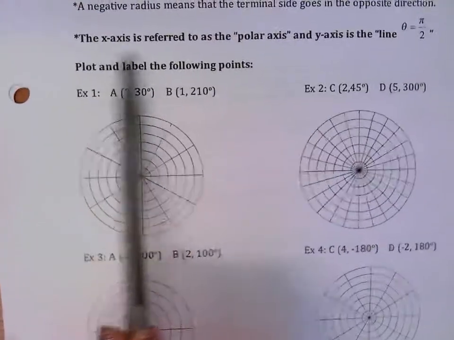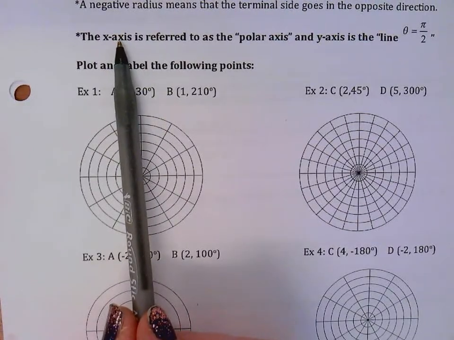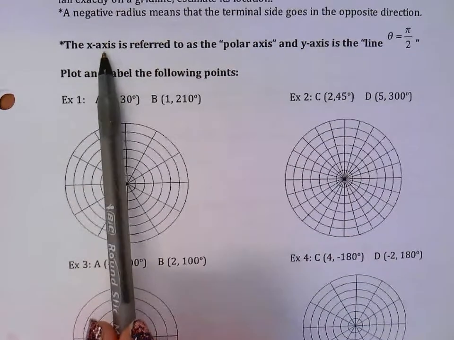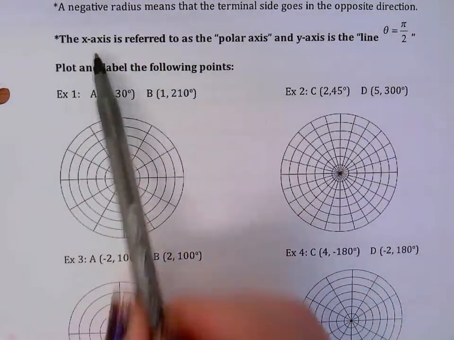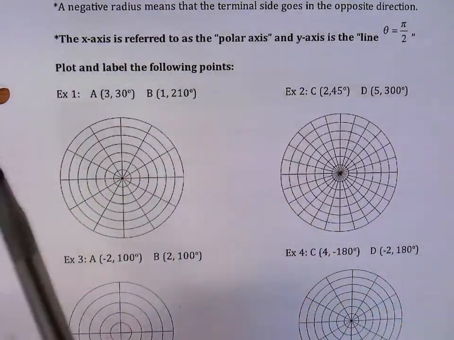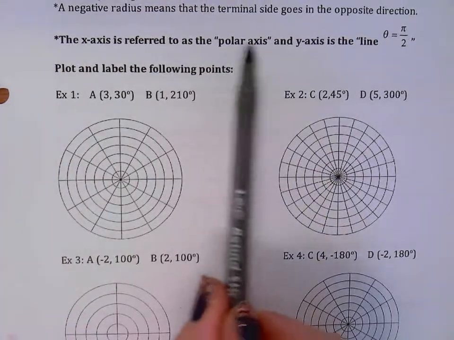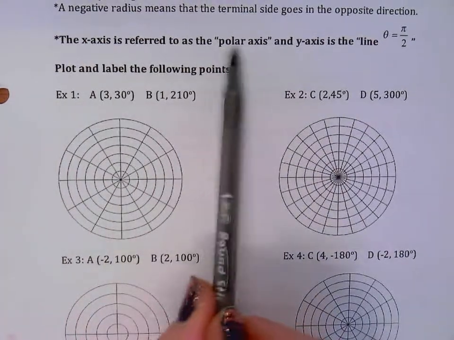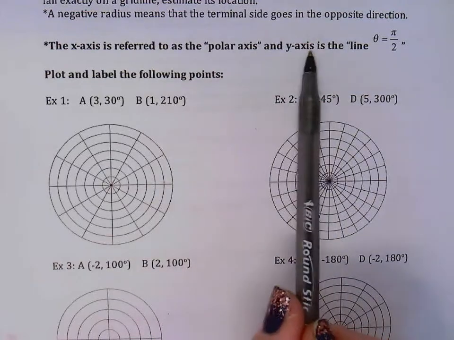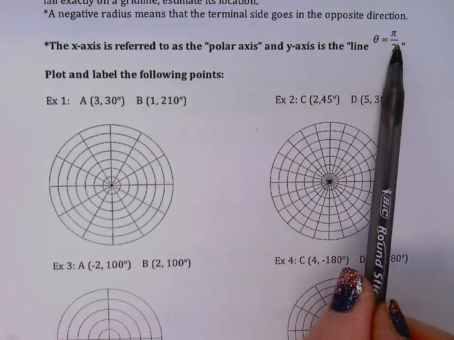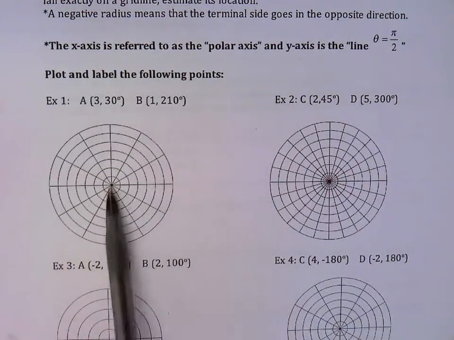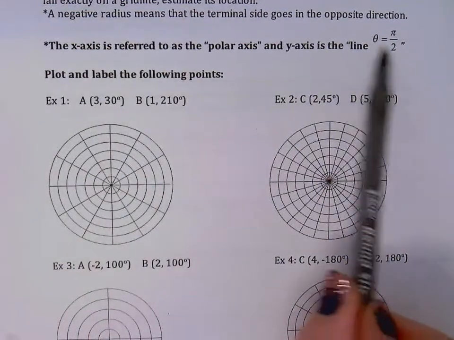The x-axis, we're probably just going to call the x-axis because this is literally a 4-day crash course. But in polar coordinate geometry, they call it the polar axis. I'm not going to make you memorize that it's called the polar axis. The y-axis they refer to as the line theta equals pi over 2, because that is pi over 2 radians.